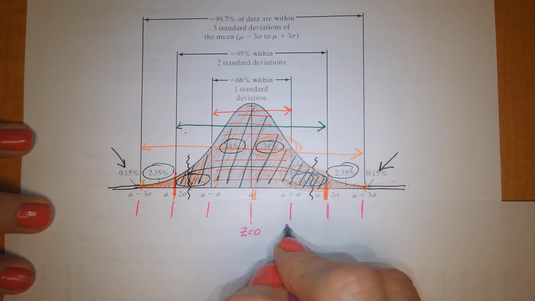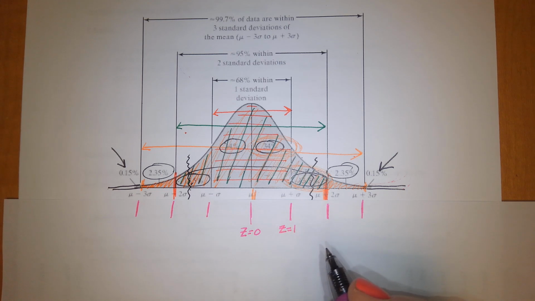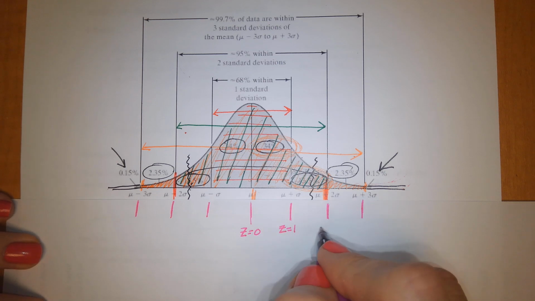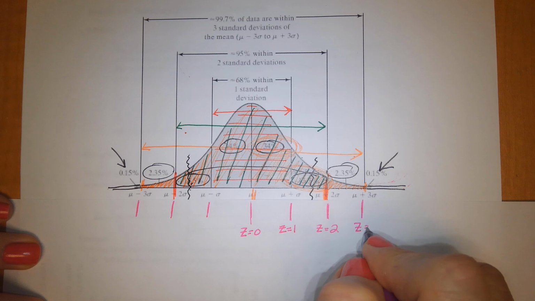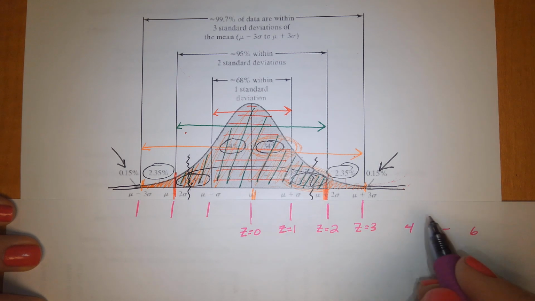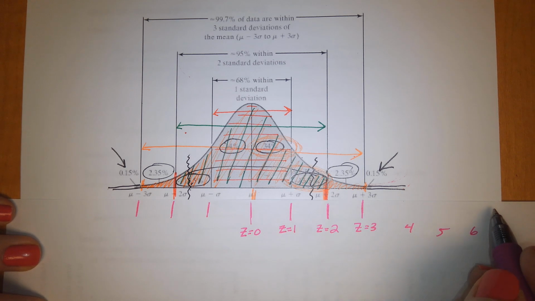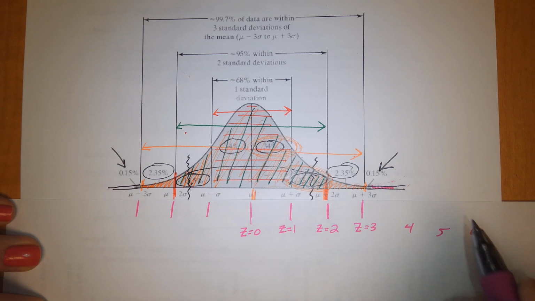Now, if you are exactly one deviation to the right, then you have a z-score of 1, meaning you are one deviation larger than the mean. You could be 2 deviations larger than the mean, 3 deviations larger than the mean. You could even be 4, 5, or even 6 deviations larger than the mean. But this becomes quite improbable the farther out we go, because looking at the size of the probability in between, it is very unlikely.